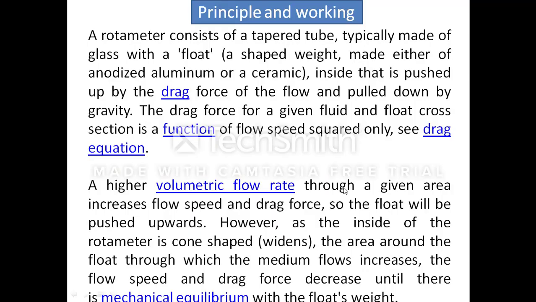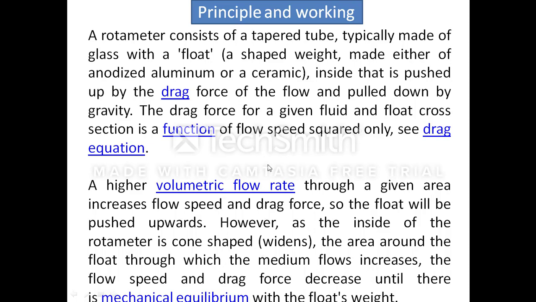Next I move to principle and working. Principle and working we already discussed. Here they are discussing the volumetric flow. A higher volumetric flow rate, given the area, increases the flow speed and drag force so that the float will be pushed upwards. However, as the inside of the rotometer is cone shaped, it is widened, so the area around the float through which the medium flows increases. The flow speed and drag force decrease until there is a mechanical equilibrium with the float weight.